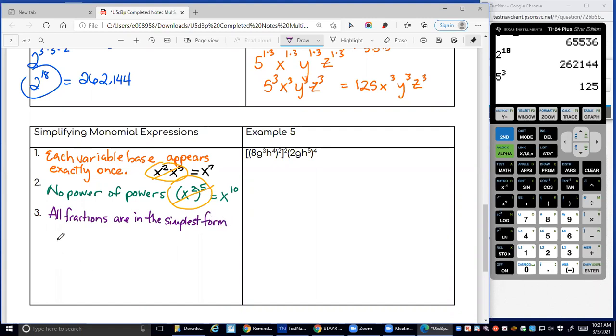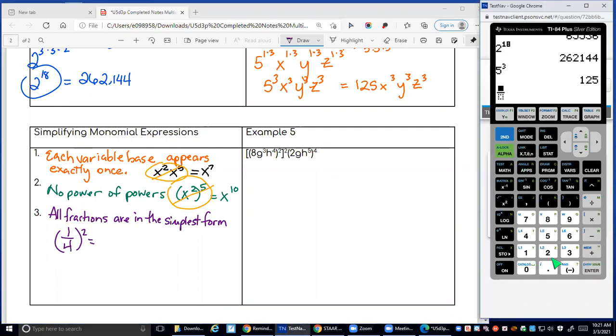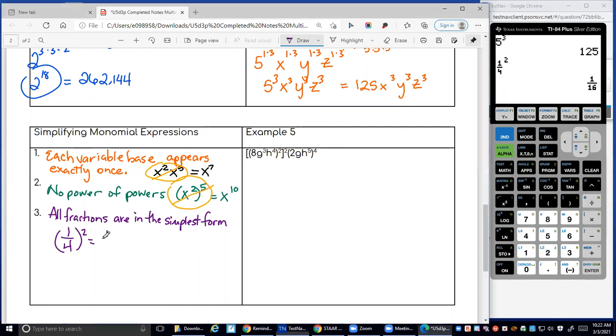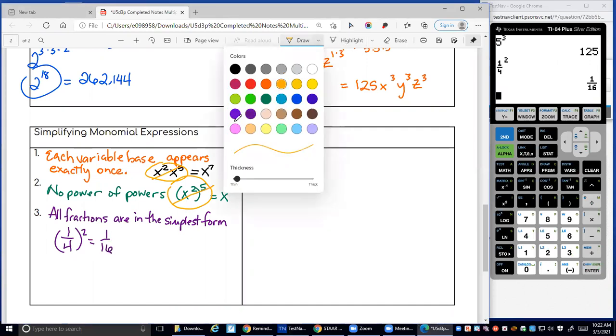Okay. And so, for example, if I had 1 over 4 to the power of 2, that is not simplified, but I could always put it in here like so. 1 over 4, go out, put in my little exponent of 2, and ladies and gentlemen, we have 1 over 16. That is nice and simplified. Any questions on that?